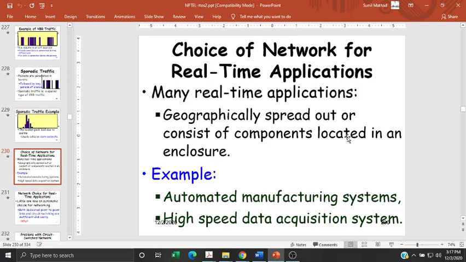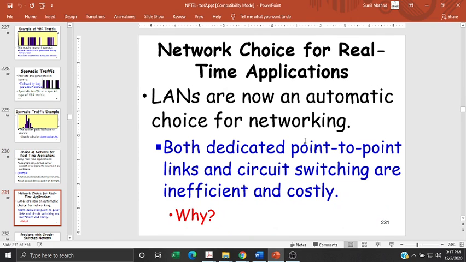Choice of network for real-time applications. Many real-time applications are geographically spread out or consist of components located in an enclosure, so they can be of any kind: automated manufacturing systems, high-speed data acquisition systems. Again, examples for that. Network choice for real-time applications: LANs are now the automatic choice for networking. Dedicated point-to-point links and circuit switching are inefficient and costly.